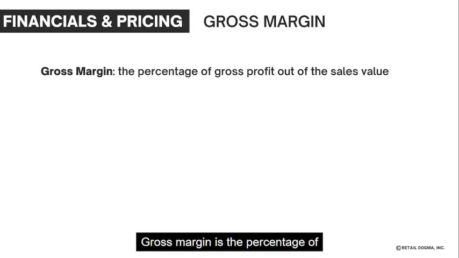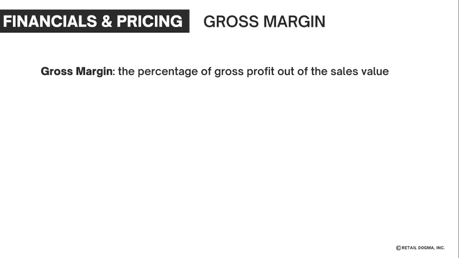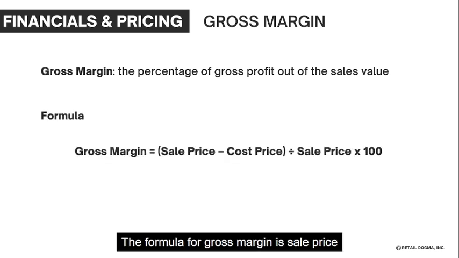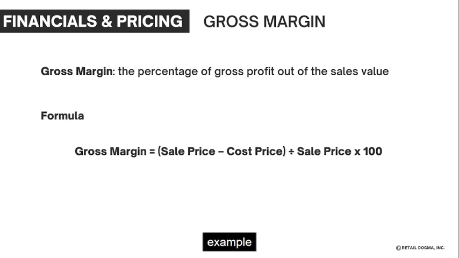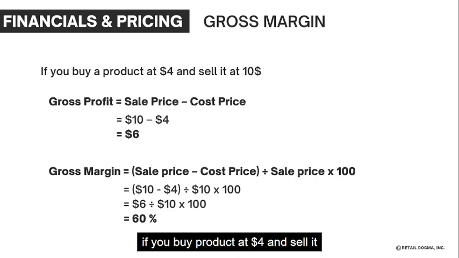Gross margin is the percentage of gross profit out of the sales value. The formula for gross margin is sale price minus cost price, then divided by the sale price and multiplied by 100 to get the percentage. Example: if you buy a product at $4 and sell it at $10, the gross profit is going to be $6 and gross margin is going to be 60%.